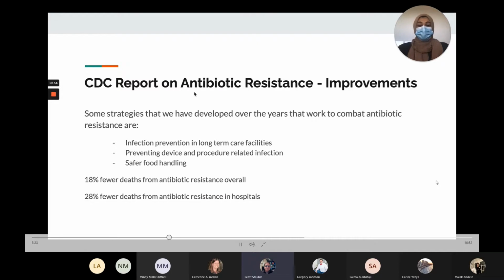So some statistics that I thought were very important to mention with how far we've come is that we have 80% fewer deaths from antibiotic resistance overall since their 2013 report, and 28% fewer deaths from antibiotic resistance in hospitals since their 2013 report. These are large percentages, and we have come a long way. However, even though we've come a long way, there's always room for improvement, and there are still challenges we're facing in terms of antibiotic resistance.